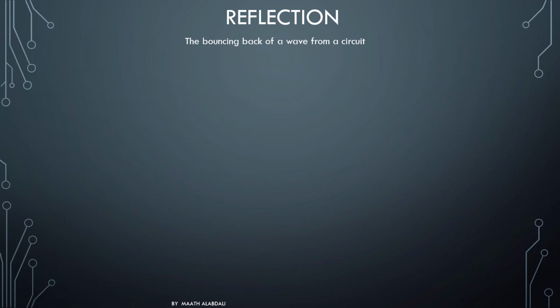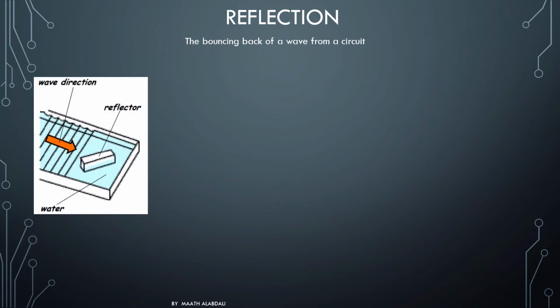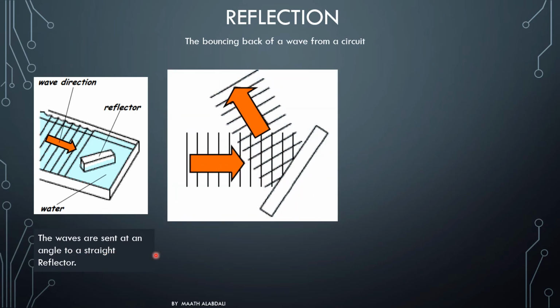So we're going to look at reflection, refraction, and diffraction specifically. Reflection is basically the bouncing back of a wave from a surface. For example, in here we have the wave direction, this is a reflector and this is water, and the waves are sent at an angle to a straight reflector, and the angle of incidence is equal to the angle of reflection.